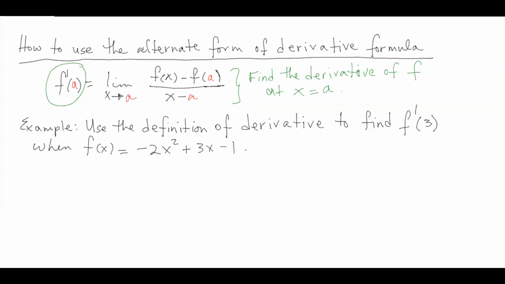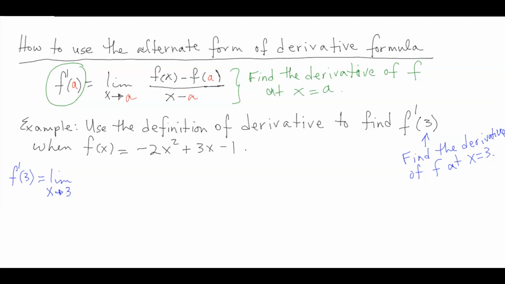Alright, so for an example, we're going to use the definition of the derivative to find f prime of 3. This is asking us to find the derivative of f at x equals 3. In order to do that, we're going to use the formula that we have up there, which means I have to take the limit as x approaches a. Let's write that out. f prime of 3 is equal to the limit as x approaches a. Let's put a 3 here since we know that a is equal to 3.